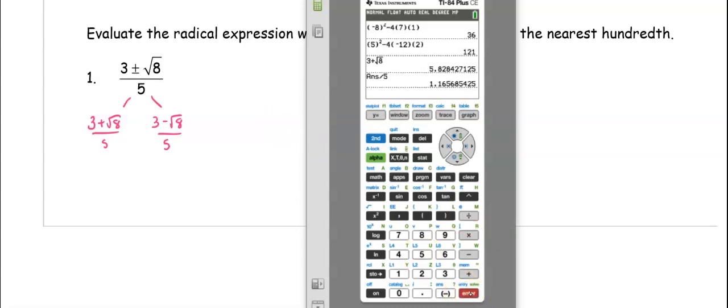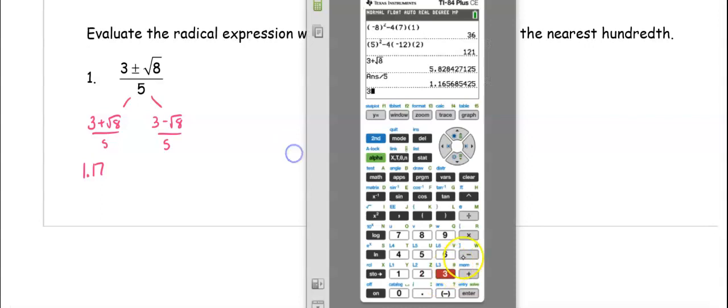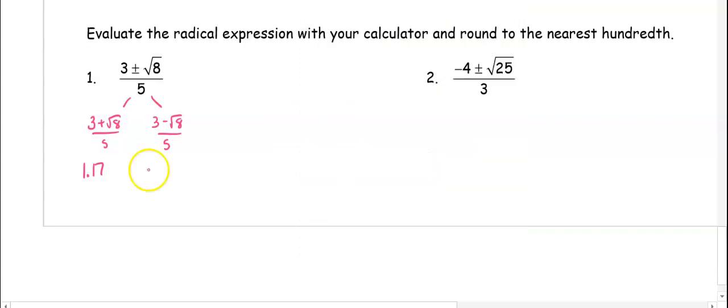Now, because these are decimals, we're going to round to the nearest hundredth, which is 2 decimal places. Looking at the 5 after the 6, we're going to round up to 1.17. Then we're going to have 3 minus the square root of 8 divided by 5, and that's going to round to 0.03.